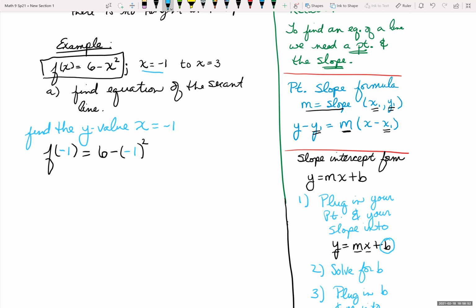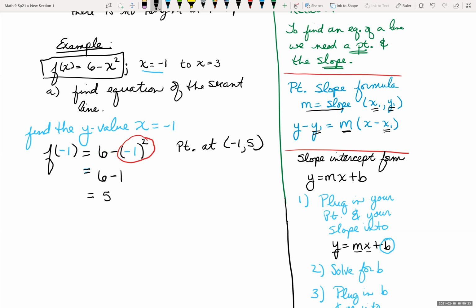So if I plug in -1 and I simplify, order of operations, 6 minus. So first we're going to square the -1. -1 times -1 is +1. And then 6 minus 1, we get 5. So I know we have a point at -1, 5.